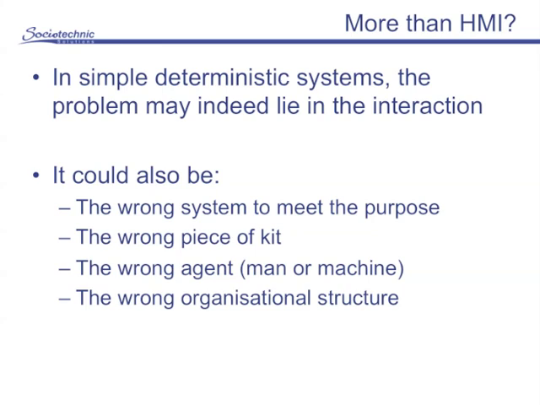So in simple deterministic settings, these three approaches might be appropriate. They allow us to make small incremental changes to a system that's fairly static and have an improvement. However, in complex socio-technical systems, these approaches may not be big enough to really handle the underlying problem. Some of these problems may be that it's the wrong system to meet the purpose in the first place, the wrong piece of the kit's been assigned, the wrong agents, or the wrong organisational structure.